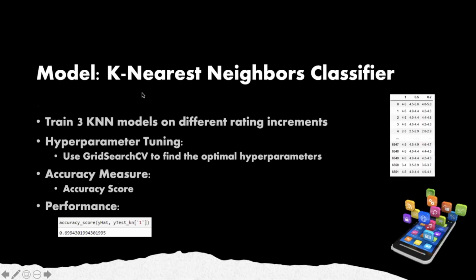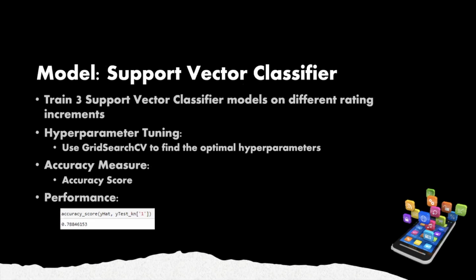For the categorical target feature, the first model we use is the KNN classifier, and we trained 3 KNN models on different rating increments, as shown on the right side: one for increments of 1, one for increments of 0.5, and one for increments of 0.2. For hyperparameter tuning, we use GridSearchCV to find the optimal hyperparameters, and we use the accuracy score to compute the final accuracy. The performance is shown below, which is 0.699, which is not very good.